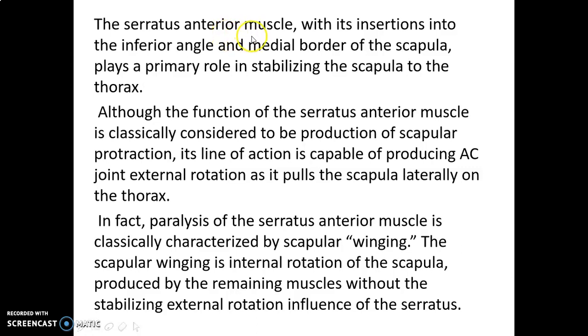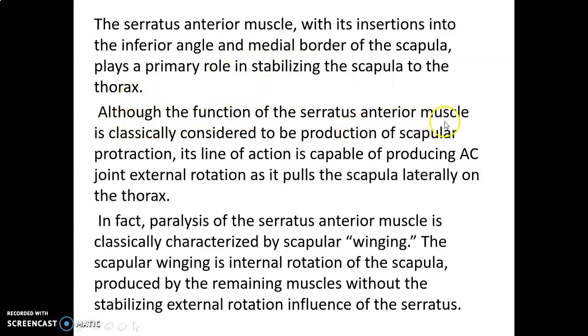The serratus anterior muscle, with its insertion into the inferior angle and the medial border of the scapula, plays a primary role in stabilizing the scapula to the thorax. So the inferior angle and the medial border of the scapula, where the serratus anterior is attached, play an important role in stabilizing the scapula to the thorax. Even though there is no anatomical joint, functionally the serratus anterior helps in stabilizing the scapula to the thorax.